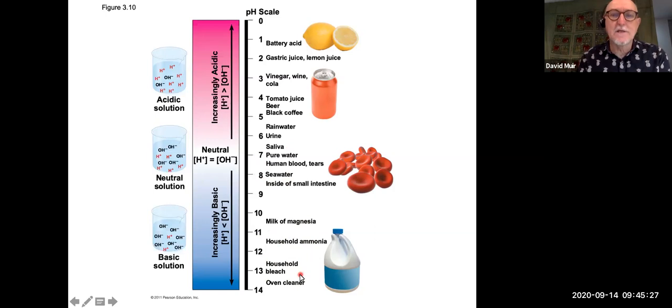but here you can see some of the things that you might have in your house, what their pH is, and you'll see all the alkalis are very high pH, 10, 11, 12, 13, around about there. The oven cleaner is actually sodium hydroxide, and that has a very, very high pH. It's extremely alkali.